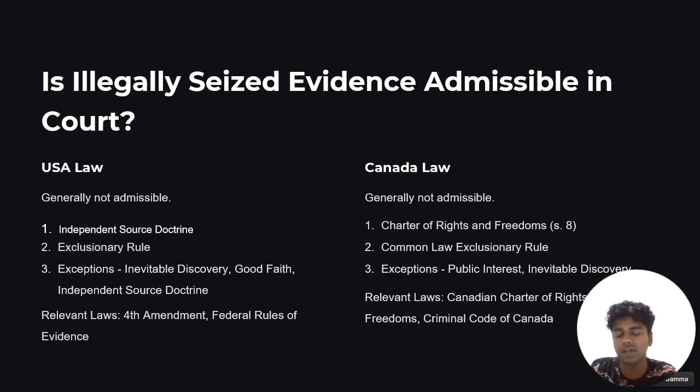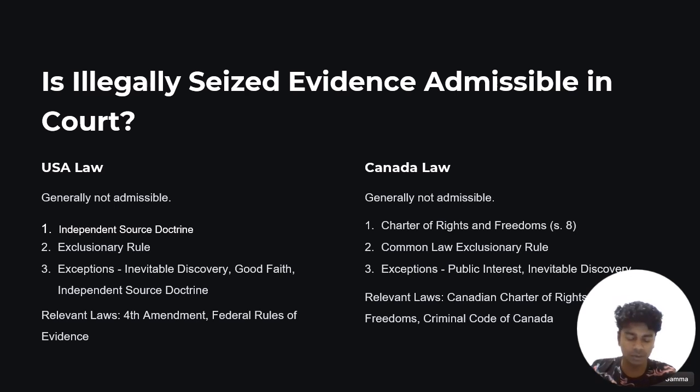To maintain the integrity of the trial process, we are going to look into some relevant Canadian laws. Canadian Charter of Rights and Freedoms, Section 8, protects against unreasonable search and seizure. Canadian Charter of Rights and Freedoms, Section 24(2), provides the framework for excluding evidence obtained through a Charter violation if its admission would harm the justice system's reputation.